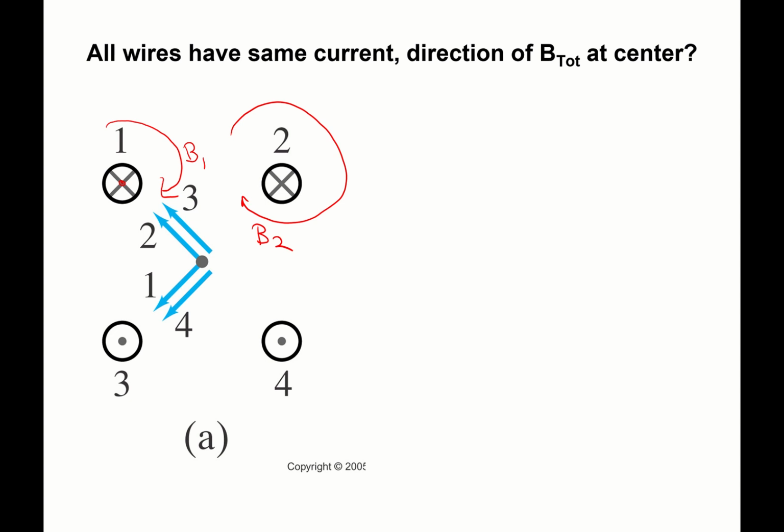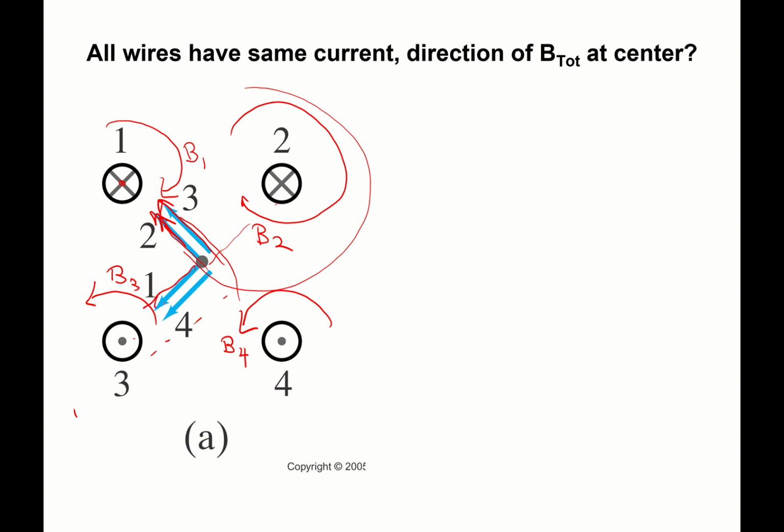For 3 and 4, put your thumb out of the screen because the current's coming out, and the magnetic field is going to go around counterclockwise for those. If I extend those circles out so their diameter goes through the circle, you can see that B2, when it gets to the center, is going to be going in that direction. B3, if I extend this loop out, is also going to be going up towards the top diagonal. And similarly for 1 and 4, if I extend those circles for B to the center, you can see the direction that they're in. So if I added those 4 field vectors, what would I get? I would get something that's going to the left.